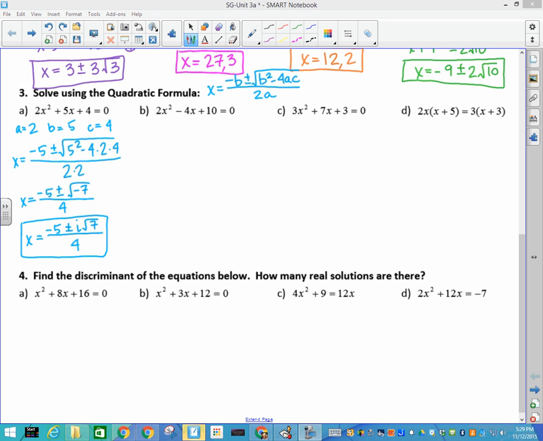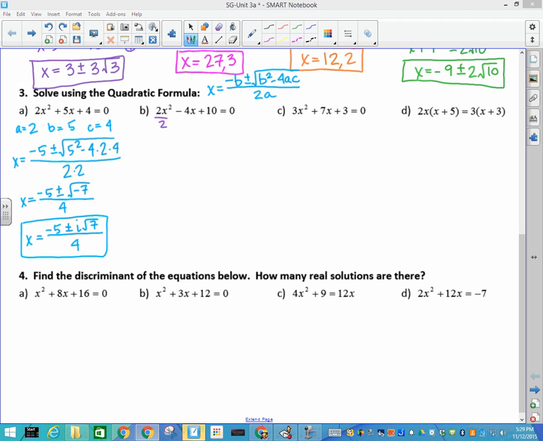Okay, let's look at the next one. 2x squared minus 4x minus 10. Okay, you can do it just like that. But keep in mind that you'll either need to simplify it now or you're going to have to simplify it at the end. And it's a lot easier if you see it now.